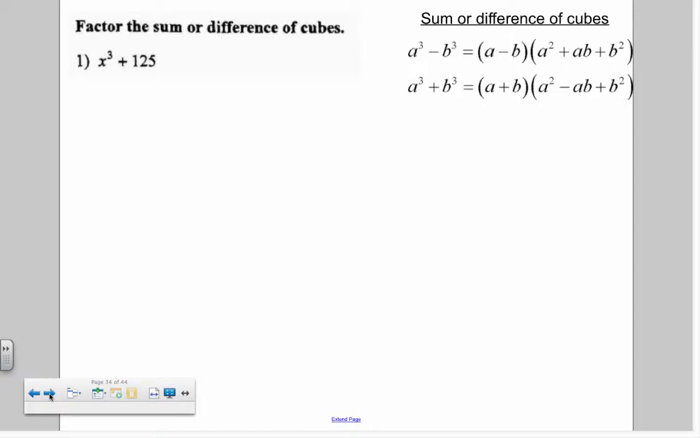So off to the side here, I put down the sum or difference of cubes rule that we have to follow. First of all, we need to figure out, is it a sum or a difference? Sum meaning addition and difference meaning subtraction. If I take a look at problem number 1, I have x cubed plus 125. So plus meaning I have a sum. So I'm going to follow the sum rule, which says a cubed plus b cubed equals a plus b times a squared minus ab plus b squared.